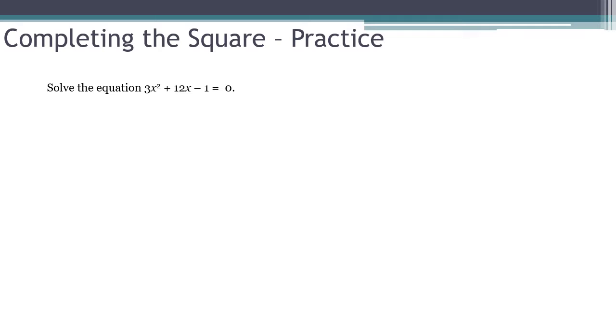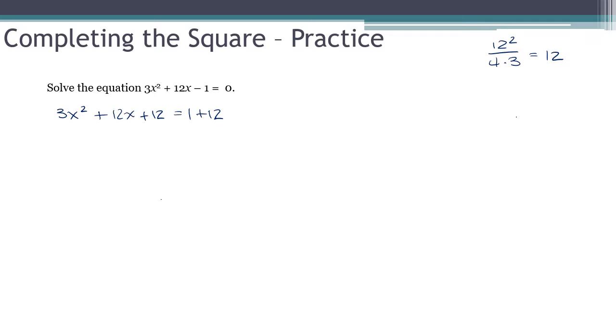All right, so the first thing I'm going to do is move that 1 over. I'm going to make this 3x squared plus 12x equals 1. Let's see, my special number here is going to be 12 squared divided by 4 times 3, which is 12. And I'll add that here and here.